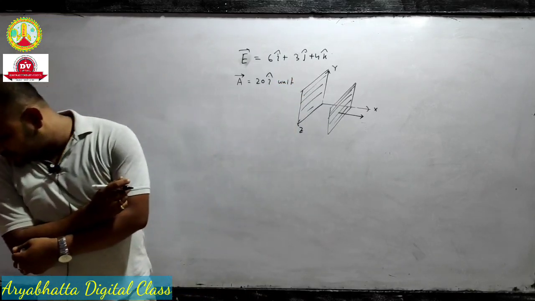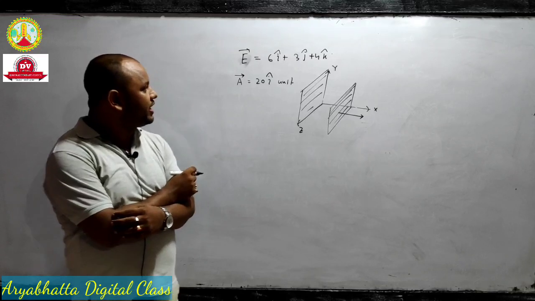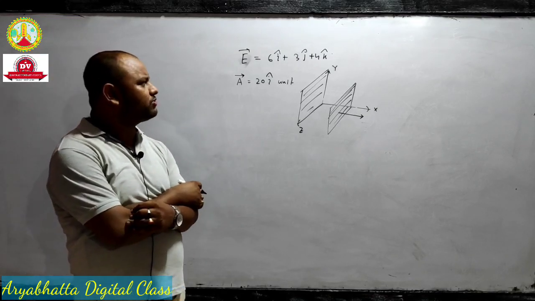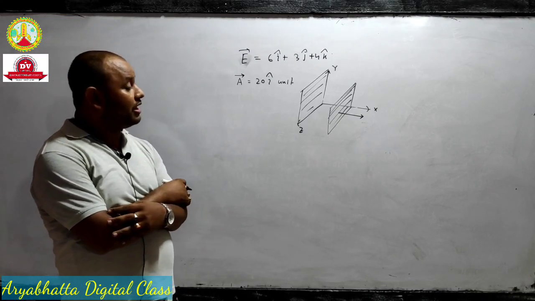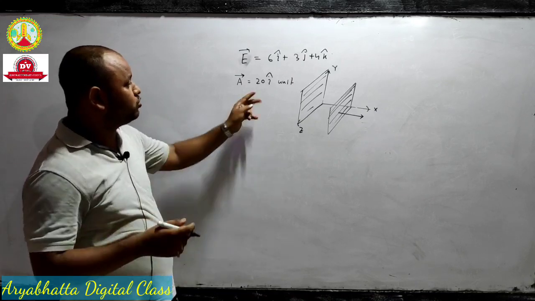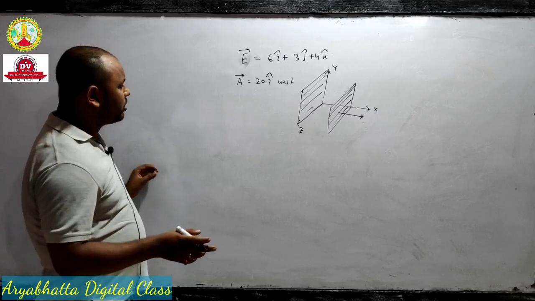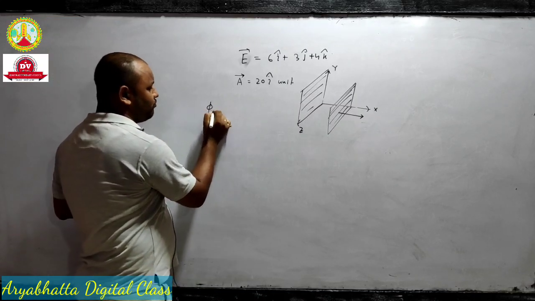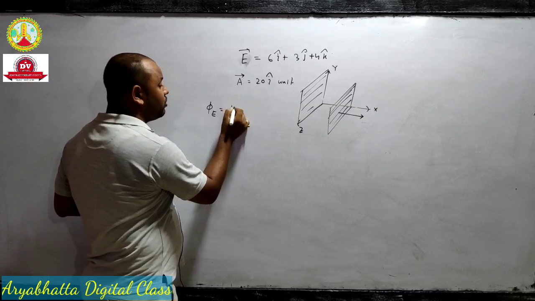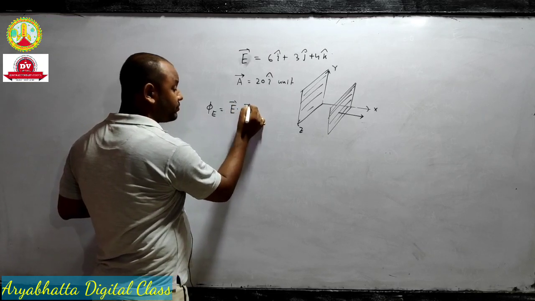Electric field is E equal to 6i cap plus 3j cap plus 4k cap, and the area vector is 20 i cap unit. We need to calculate the flux. So what will be the value of flux? Phi will be equal to E dot A.